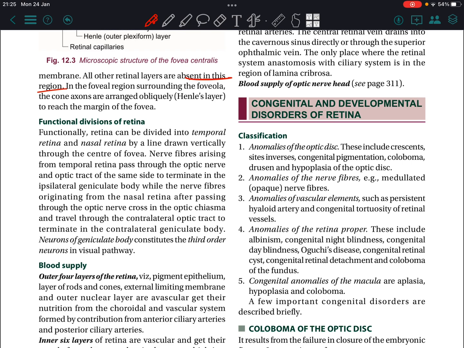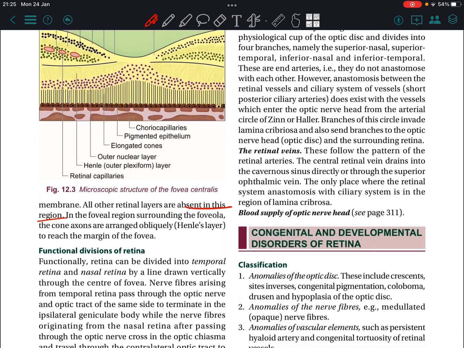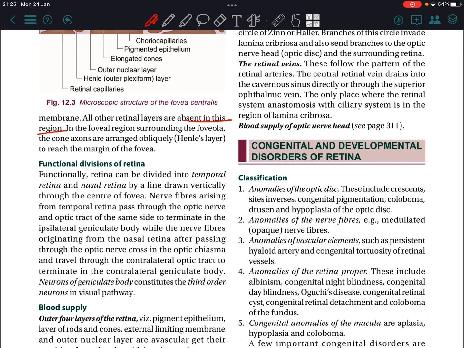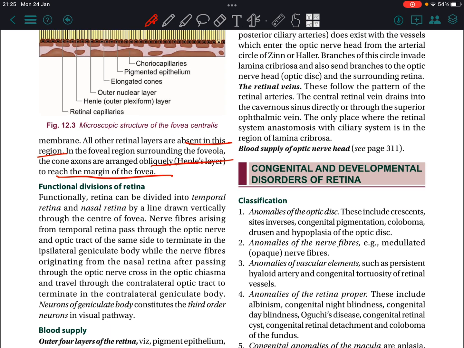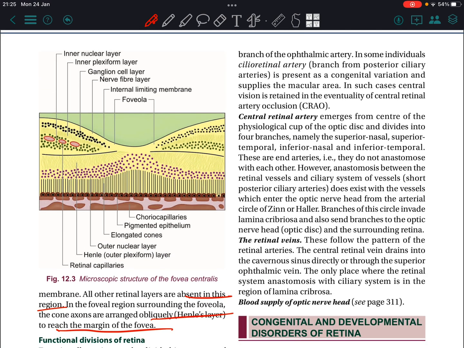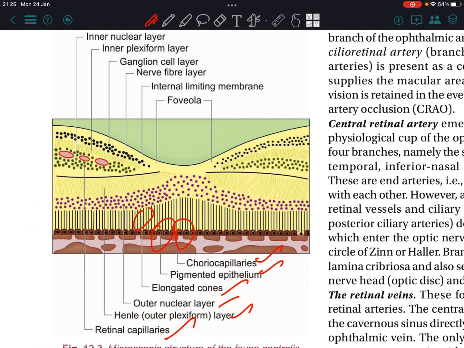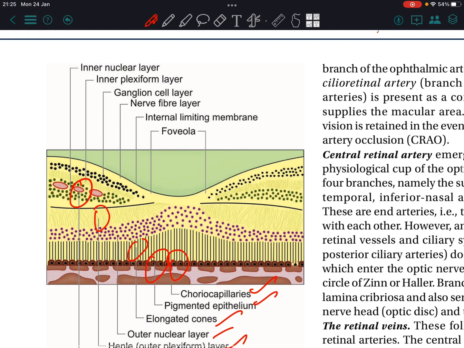In the foveal region surrounding the foveola, the cone axons are arranged obliquely, the Henle layer, to reach the margin of fovea. Choriocapillaris, pigment epithelium, elongated cones, outer nuclear layer, Henle layer, retinal capillaries, inner nuclear layer, inner plexiform layer, ganglion cell layer, nerve fiber layer, internal limiting membrane.